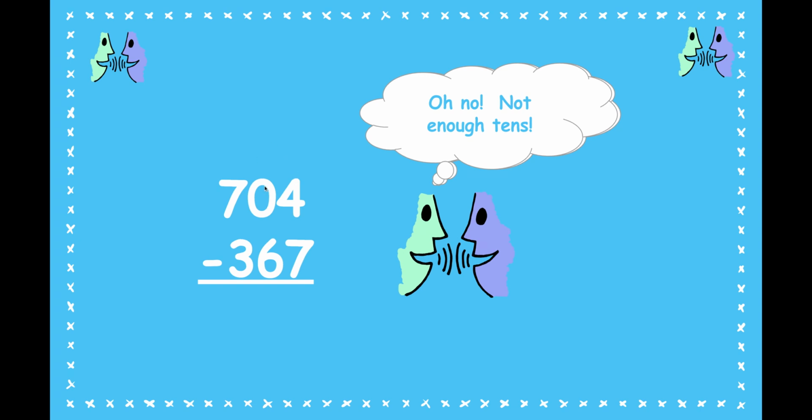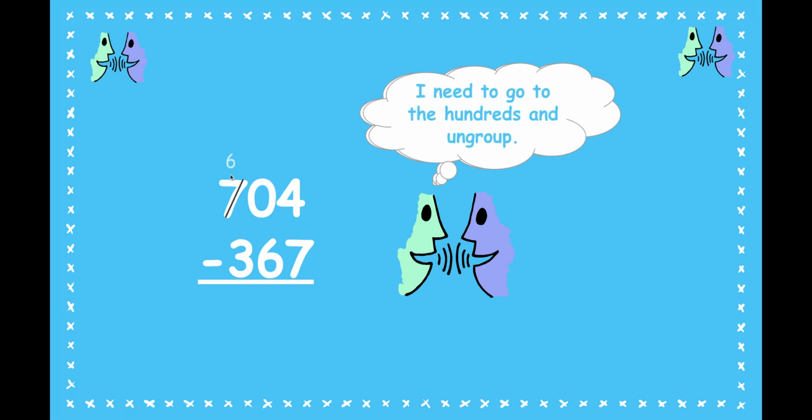So the first thing I need to do is to go to my hundreds place because I know that to get more tens, I always go next door to the hundreds place. So I'm going to go over to the hundreds, ungroup one of my 10 hundreds. I'm going to take one away, and that's going to give me 10 tens. 10 tens is the same thing as 100.